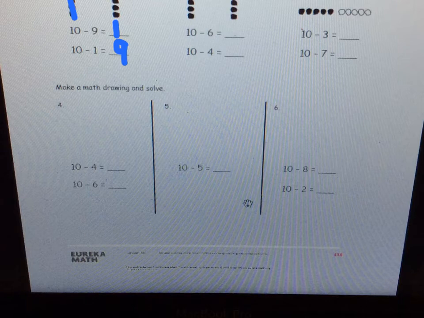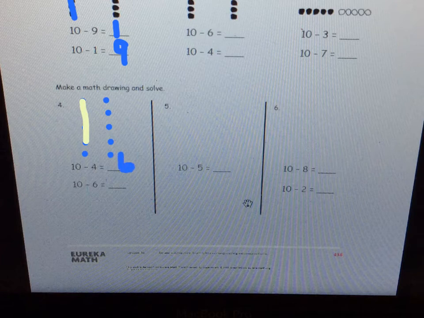So we're going to start with 10. So I'm going to draw 10, I'm going to draw 5, and then my other 5 group card, 5, and then I'm going to take away 4. And now I know that I have 5 and 1 more, which makes 6.